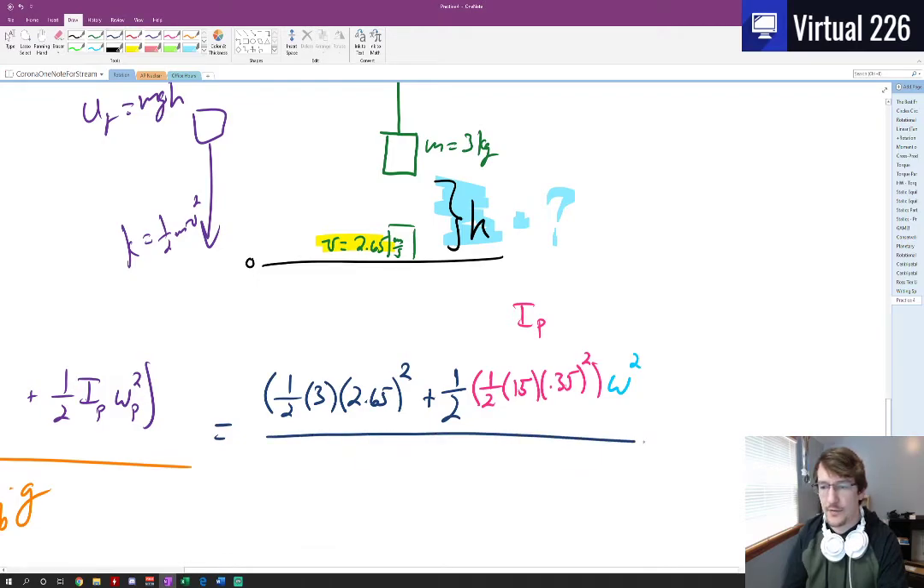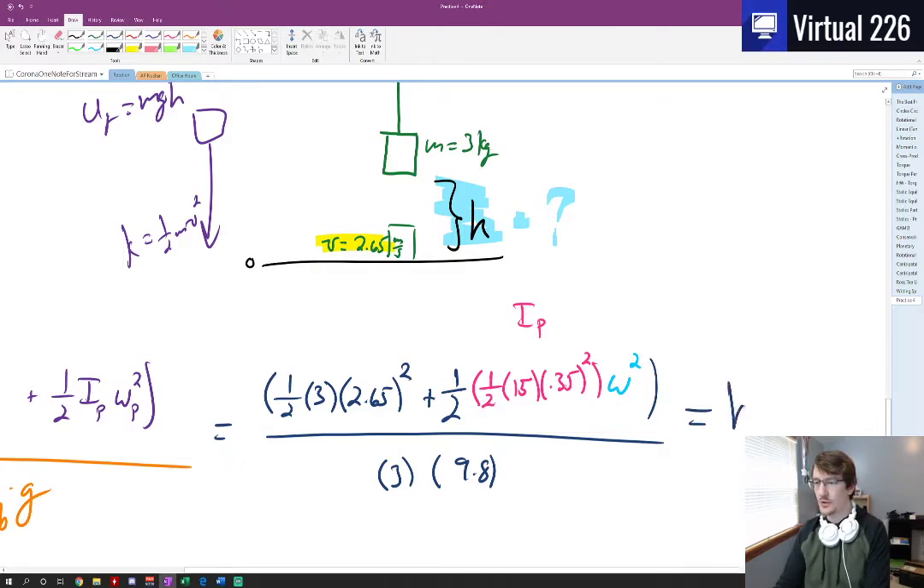And then we're going to have to divide this whole thing by the mass of the block, which was 3 kilograms, times g, which is 9.8 meters per second squared. We're running into an issue because all of this here is going to equal h, and we are looking for h. But our other problem is that while we are looking for h, we do not have this omega squared, which means I have 2 unknown variables and only 1 equation, which means I cannot solve this.